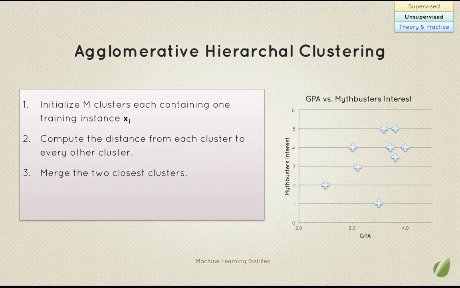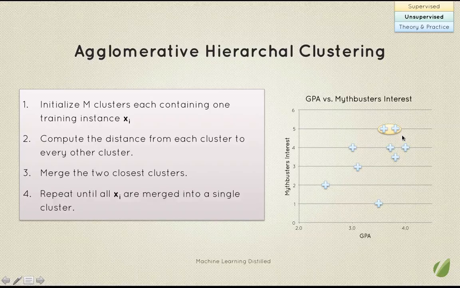Next, based on those distance measures, we merge the 2 closest clusters. So whichever 2 clusters are closest get merged together. So in this example, it may be these 2 here. Now they're one cluster. We then repeat this process until all of the training examples are merged into a single cluster. Let me show you what that looks like.